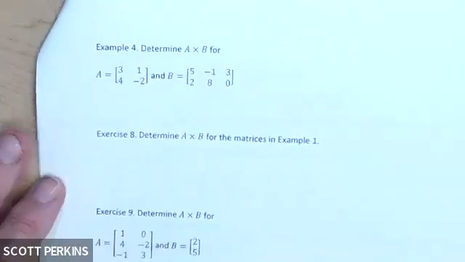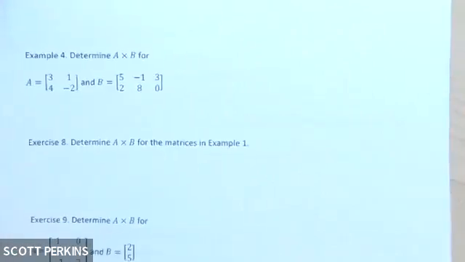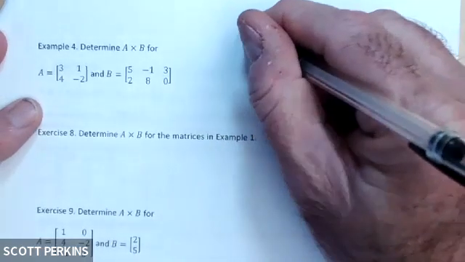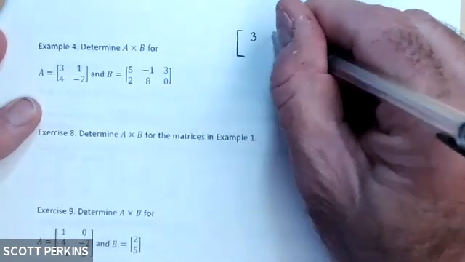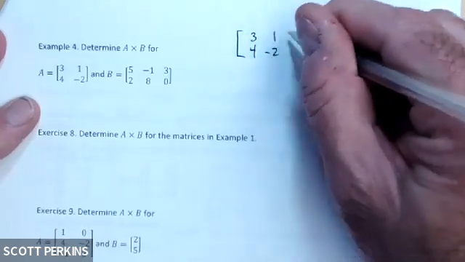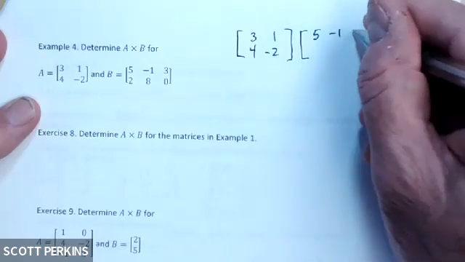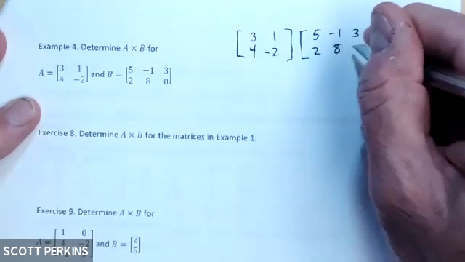So my first example, example 4, we are going to multiply A and B. I'm going to rewrite the problem. I'm going to rewrite the matrices next to each other so that I can do some stuff. So here we go. I'm going to multiply A and B. I've got 3, 1, 4, negative 2, and then I've got 5, negative 1, 3, 2, 8, 0.